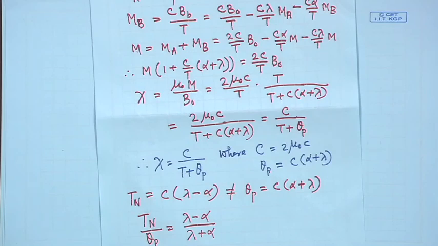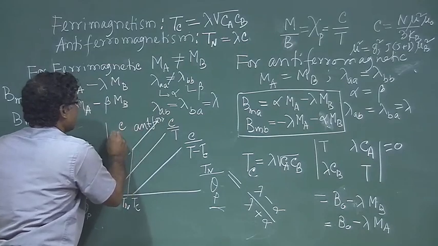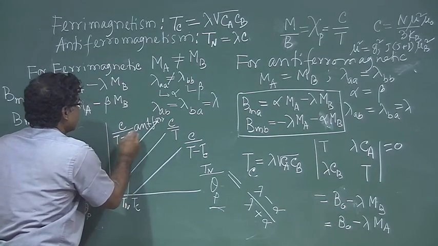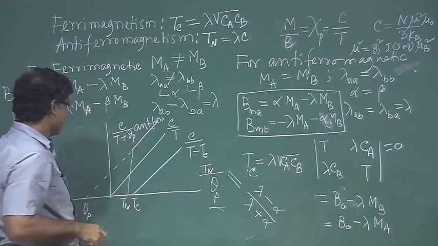So, this is for the antiferromagnetic case. Where chi is C by T plus theta p.